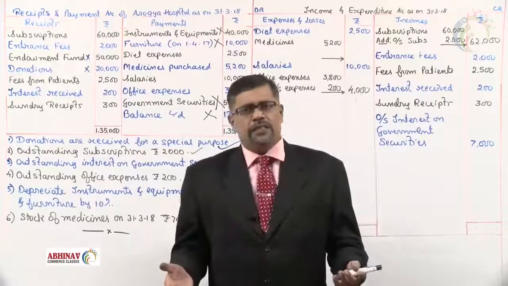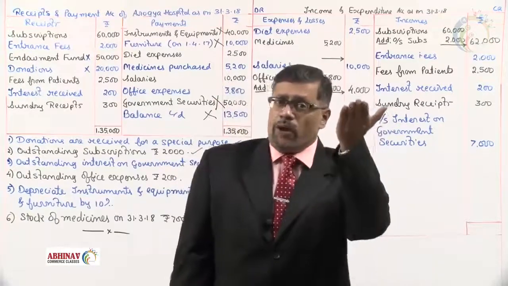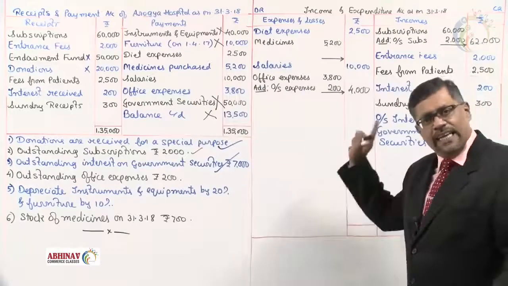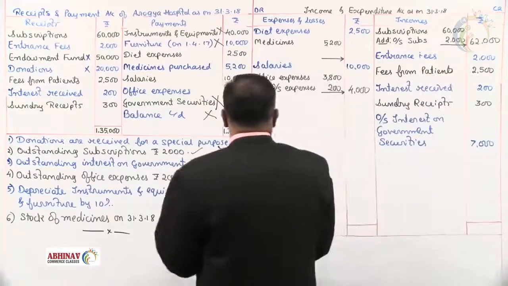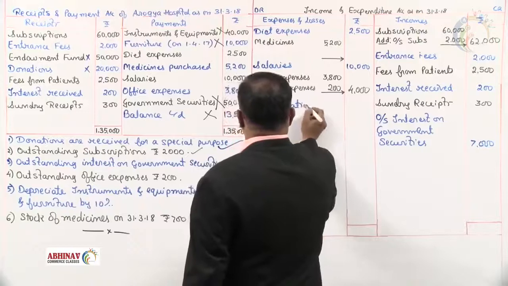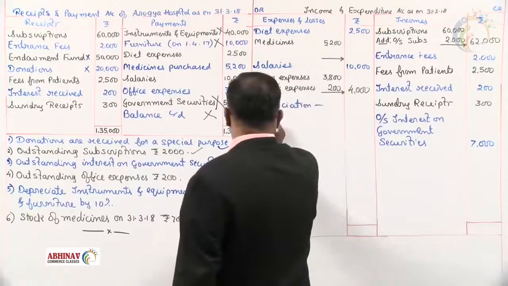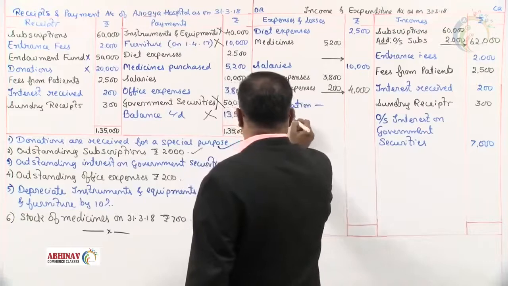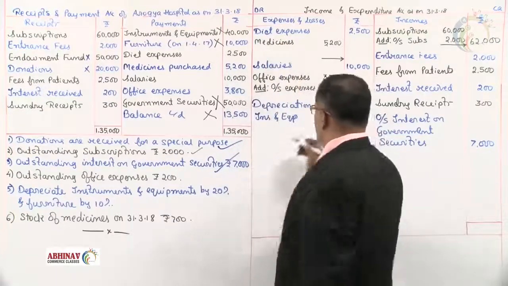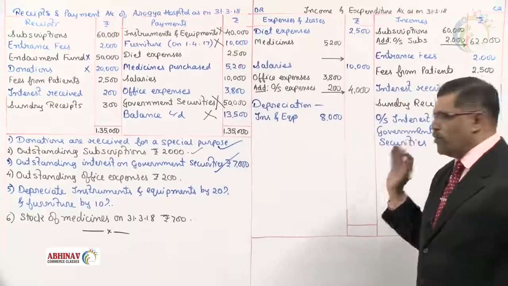Depreciation. Depreciation is nothing but decrease in the value of an asset. When the value of an asset decreases, naturally the profit will decrease. Decrease in profit, decrease in income, we debit. So let us debit depreciation. First, we'll give the heading as depreciation. On instruments and equipment, what percent? 20%. 20% of the value. What is the value? 40,000. Of that 20%, what we get is 8,000. We'll take it in the inner column total and in the outer column.